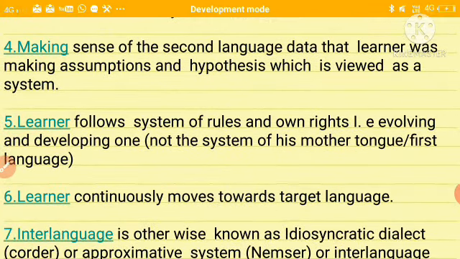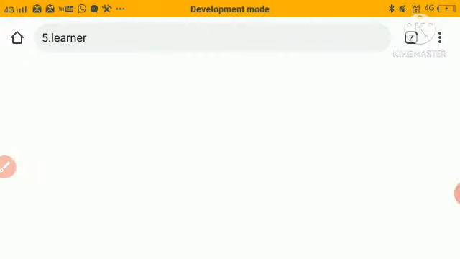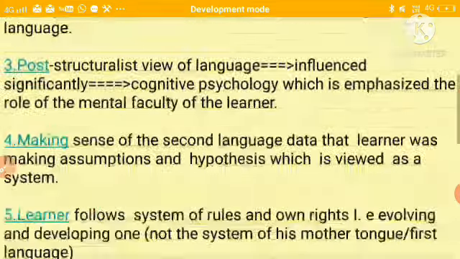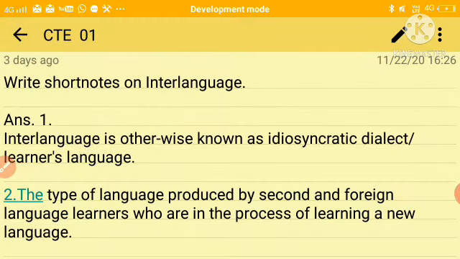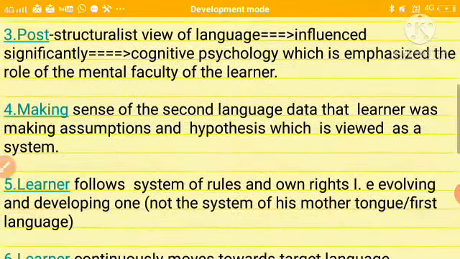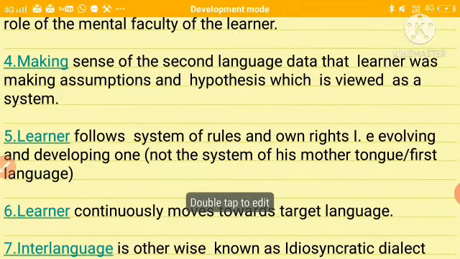Then come to the fifth point, the learner follows a system of rules and own rights.